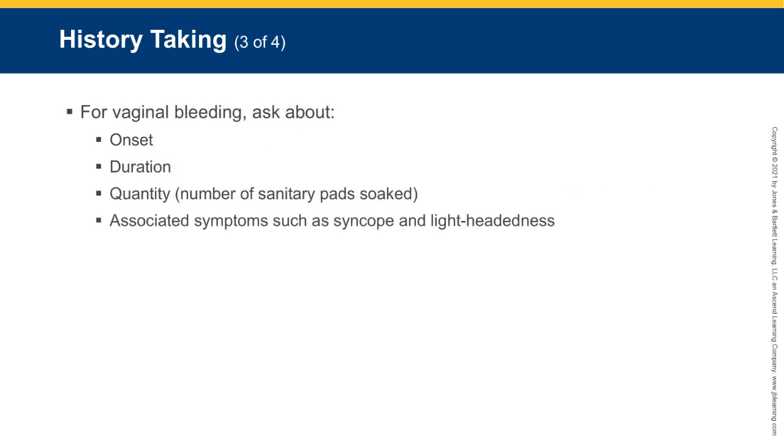For vaginal bleeding, ask when it started, how long it has lasted, and how much blood has been lost. One way to quantify blood loss is by asking how many sanitary pads have been soaked. Symptoms such as dizziness, fainting, or lightheadedness can indicate significant blood loss.